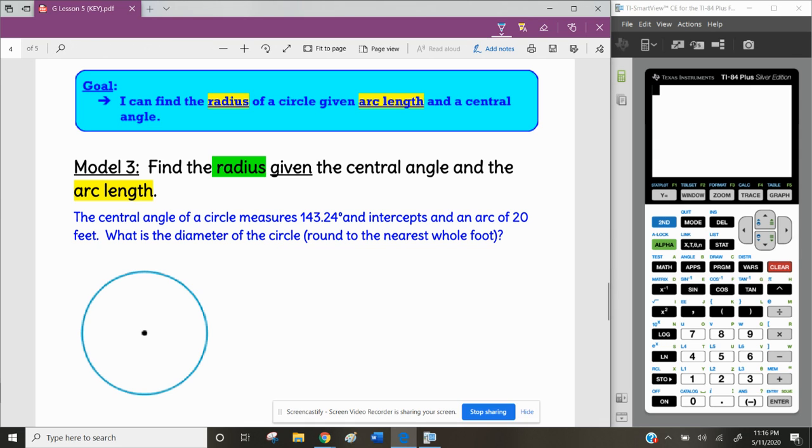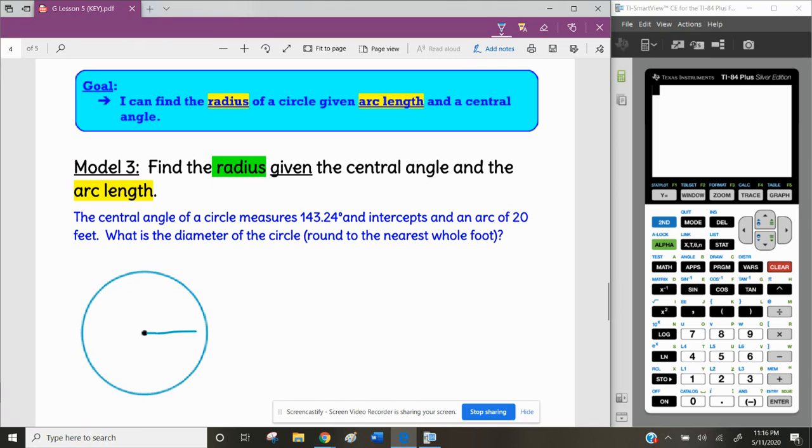We're going to do two models where we're going to go backwards with the arc length. We're going to solve for the radius first. So we're going to be given the arc length, and then we're going to have to find some of the other pieces. So we're just working backwards. Again, in the lesson, we did this using a proportion, so solving for one of the other pieces is pretty easy.